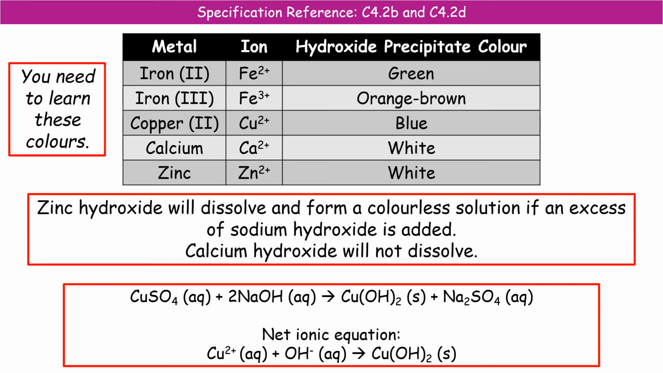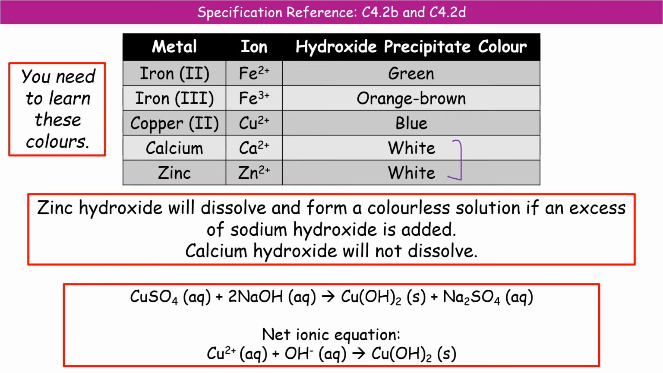Here's the list that we need to learn for these. Iron 2 will be green, iron 3 orange brown, copper 2 blue, calcium white, zinc white. So what we see here is we actually have 2 that both give us a white precipitate.